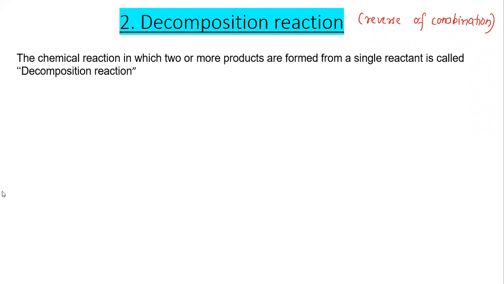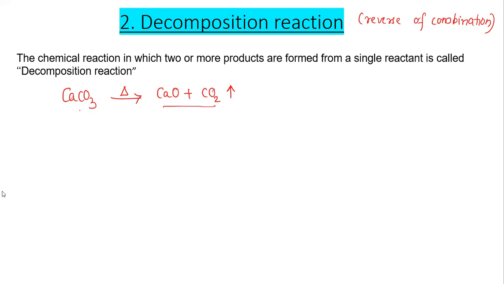For example, calcium carbonate. On heating, it forms calcium oxide plus carbon dioxide. Carbon dioxide gas will be released. This up arrow shows gas is released. Okay, here only one reactant is there, but two products are there. A single reactant breaks down to form two or more products. Such type of reaction is called a decomposition reaction.